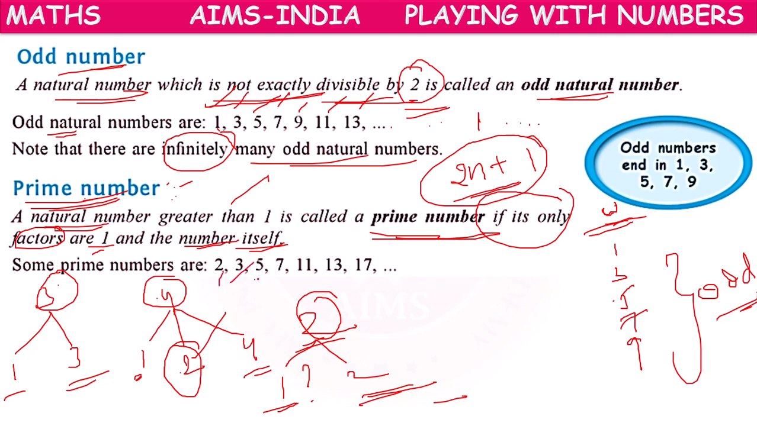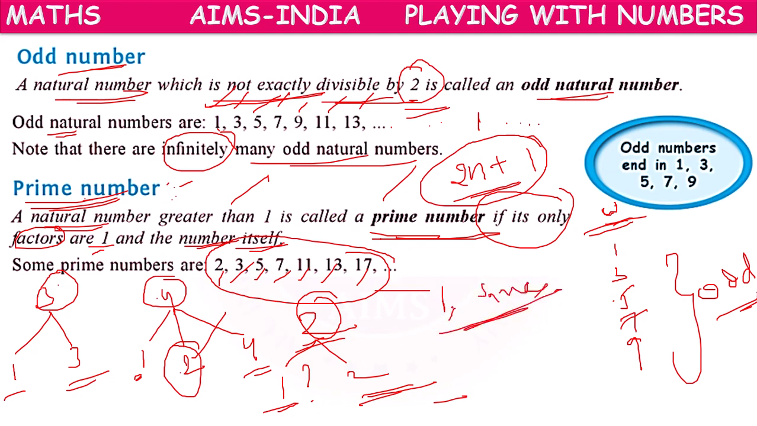So 2, 3, 5, 7, 11, 13, 17, these are all prime numbers. Why? Because they have only 1 as one factor and the same number as the other factor. So they are said to be prime numbers. But they should be greater than 1, because 1 is not a prime number, as the factor of 1 is only 1.